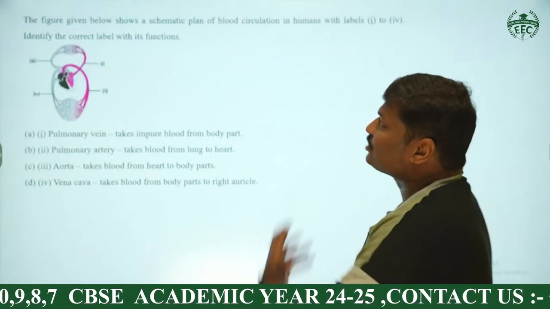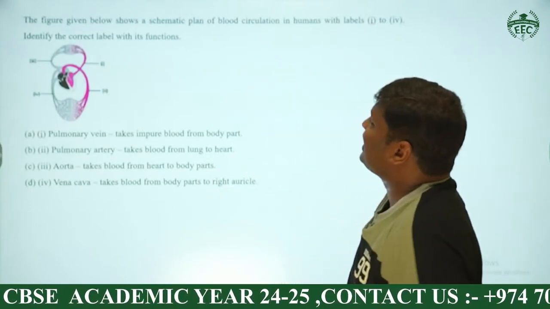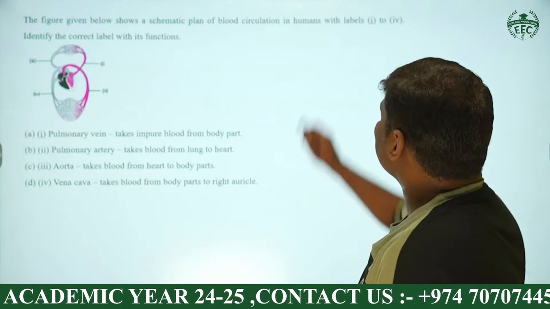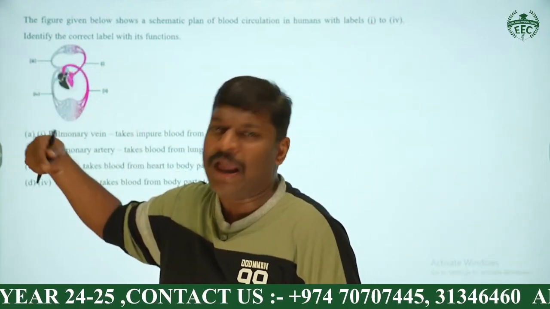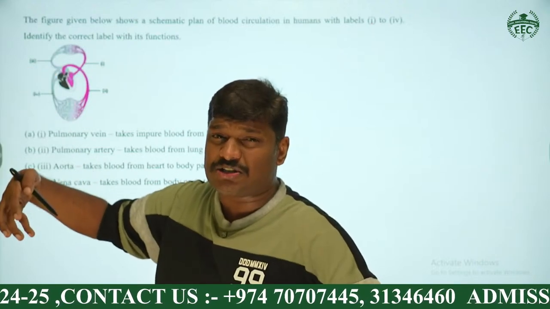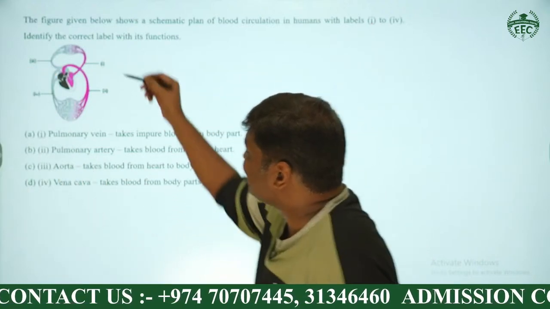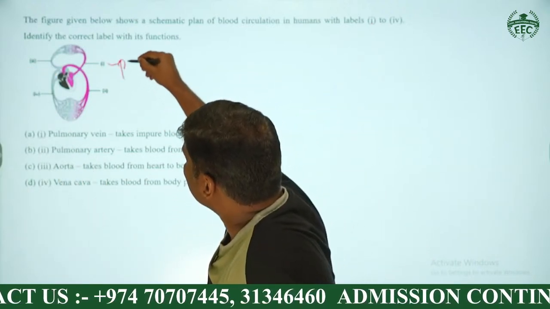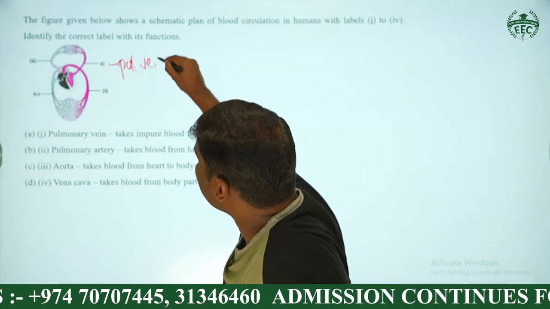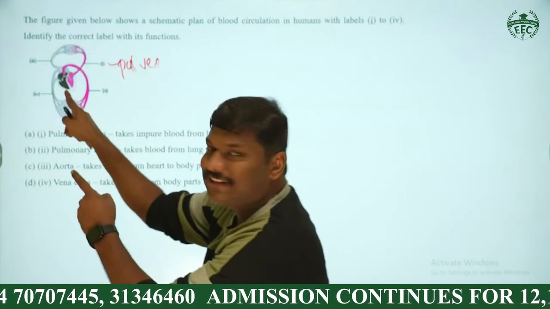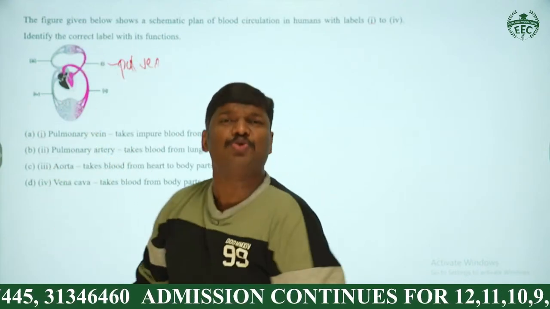Moving into the next one. The figure given below shows a schematic plan of blood circulation in humans, with that diagram we discussed, right? Pulmonary vein, pulmonary artery, aorta, vena cava. Which is the first one? This is the pulmonary vein. You can see in the diagram two colors. Why two colors?